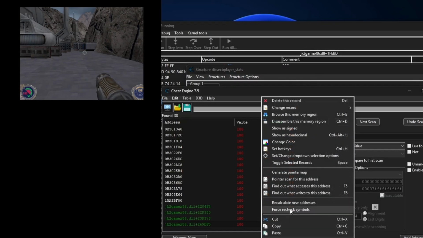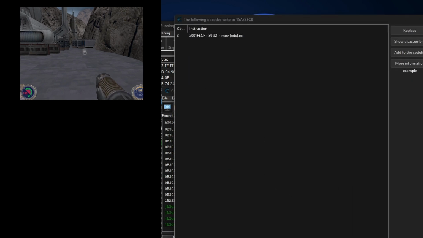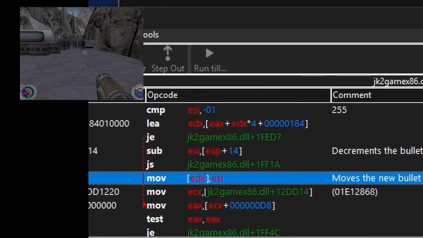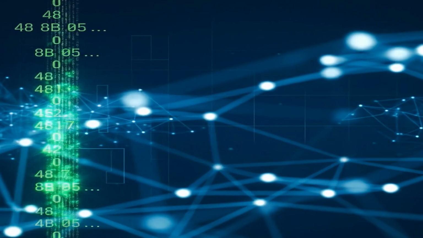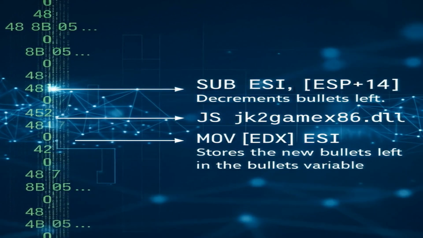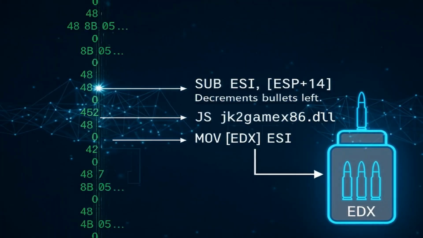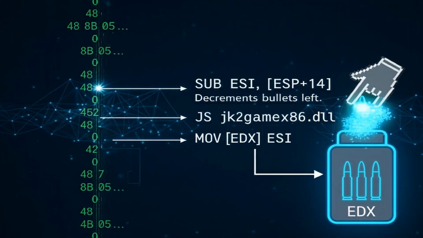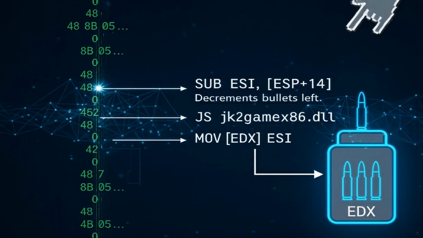Now I'm going to listen to writes to the ammo variable, and by shooting the gun we should see the address of the shoot function, which we do. There it is. Now we can see it in memory. This function gets the total bullets to decrement and then decrements them, then stores them back in the bullet variable, which is pointed to by EDX. So essentially we decrement that one bullet and store it back in EDX, guys.